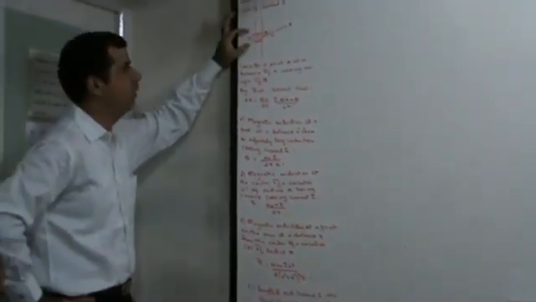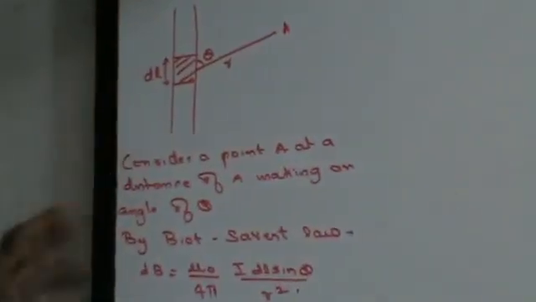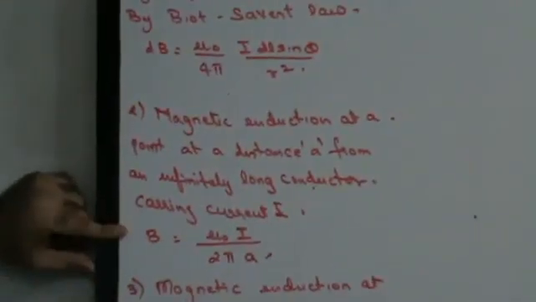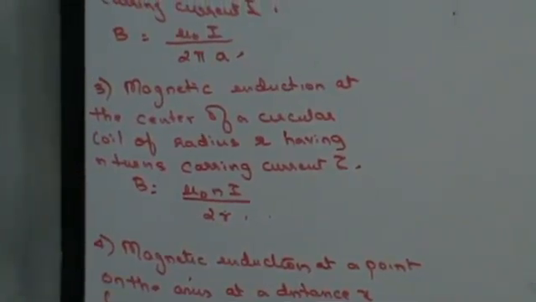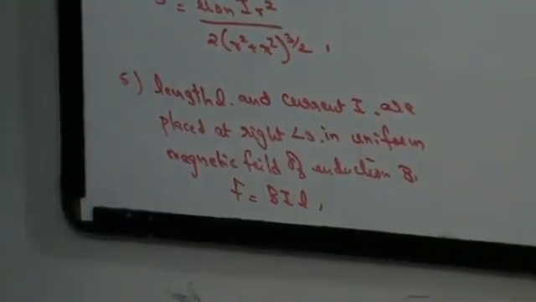Okay, let's move ahead now that we've done those basic concepts. So these were the basic concepts of magnetic induction: one, due to a small current carrying conductor; next, due to an infinitely long conductor, due to a coil at an axis, and the force that is produced due to a magnetic field.